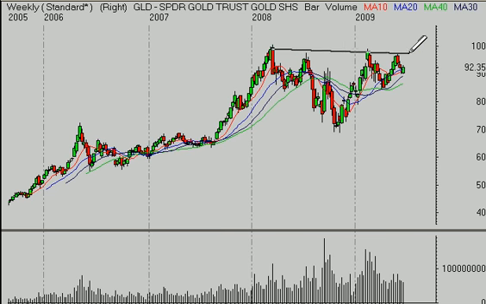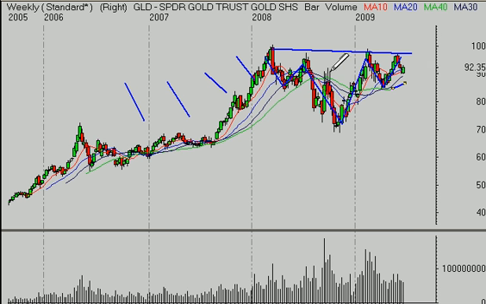I've been talking about this inverted head and shoulders pattern in the gold ETF here on the weekly time frame, meaning that each one of these candles represents 1 week worth of data. Now on here I've got four moving averages: a 10-week, 20, 30, and 40, representing the 50-day, the 100-day, the 150-day, and the 200-day moving average is that green 40-week moving average, obviously because there's 5 days in a week.